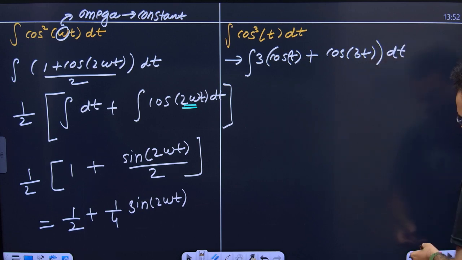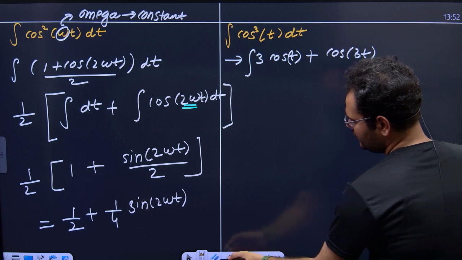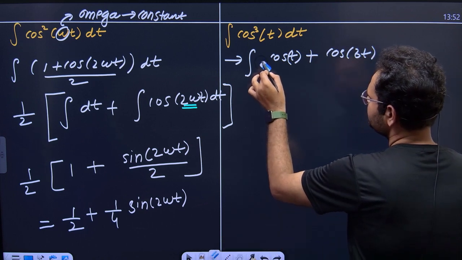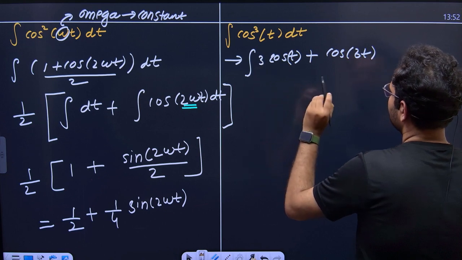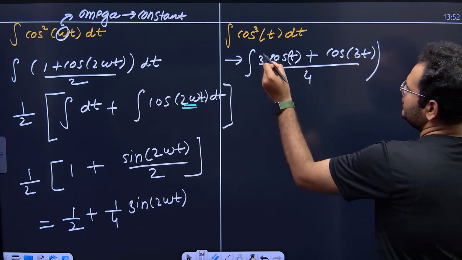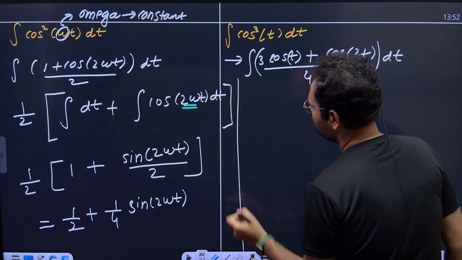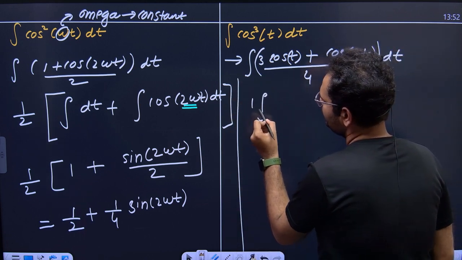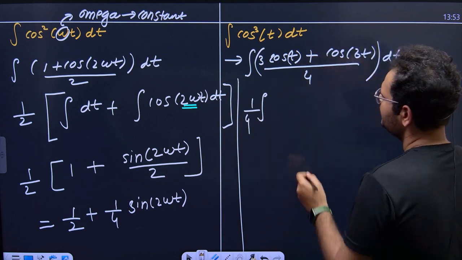Some mistake I have committed. Wait. This 3 is only multiplication of this, right? So this cos t, the entire function divided by 4, and here integration dt. So what do you do? First 1 by 4 we will take outside. 1 by 4 constant is there, we'll take outside and we will integrate this separately.